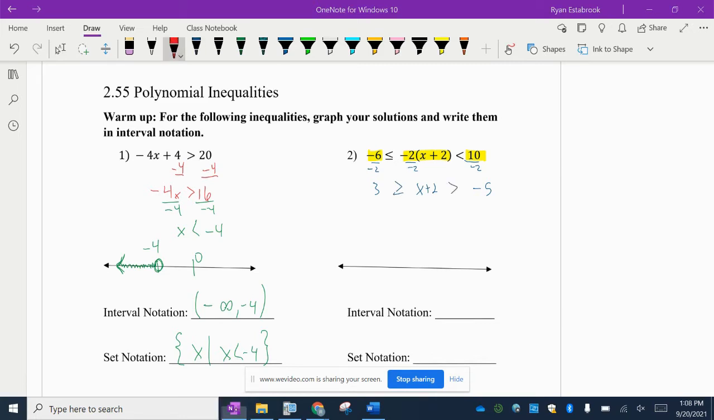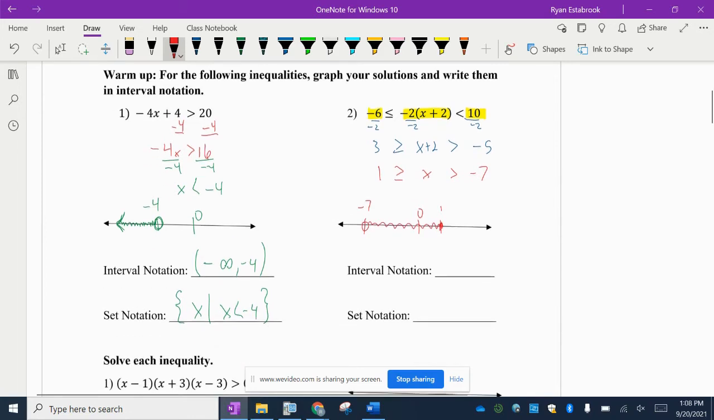Then subtract 2 from everything. And now we have x all by itself. X is sandwiched in between 1 and negative 7. So on the number line, here is 0. 1 has a filled in dot. Negative 7 has an open dot. And we need to be between those values. So this is what our graph is going to look like.